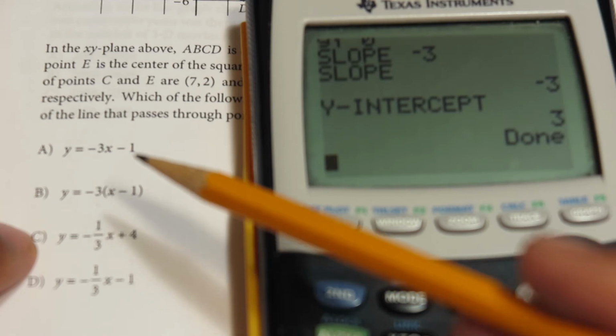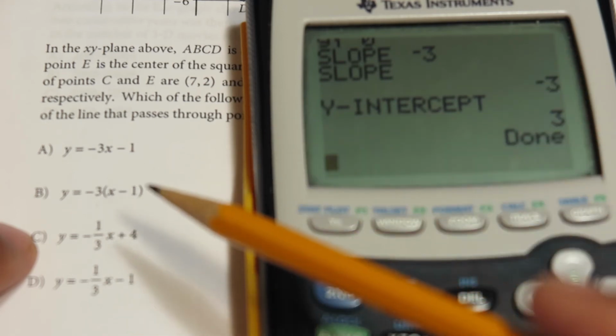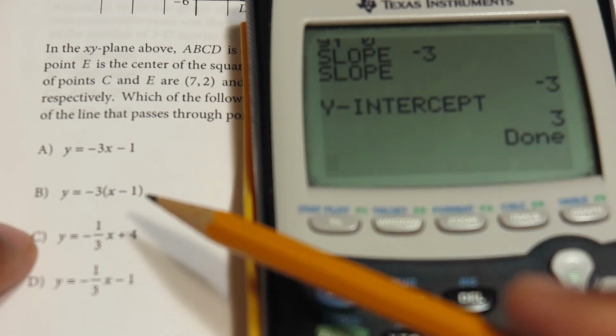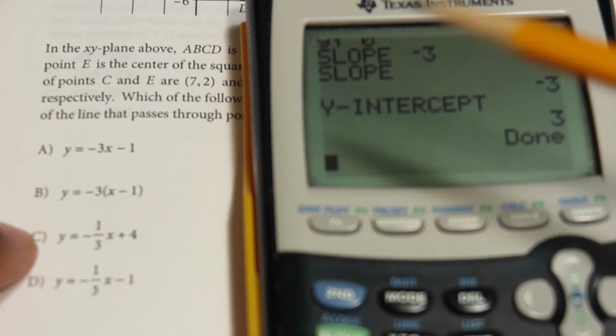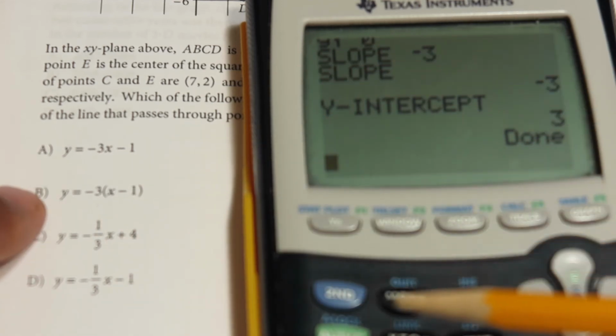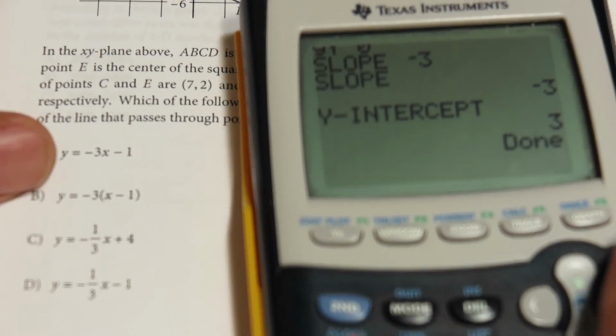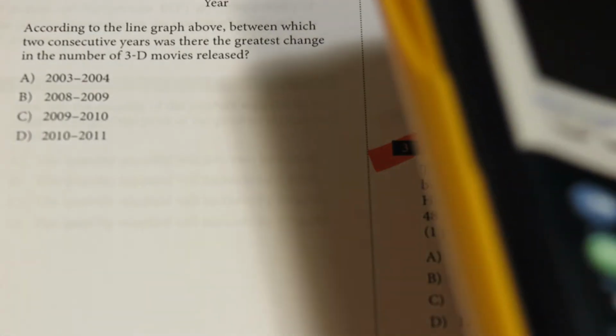So if you look at it, the only one that has a slope of -3 and a y-intercept of +3 would be this one. Of course, you would have to distribute the -3, but that's the only one that works. Okay, so now that was how you would use the option of point and slope.